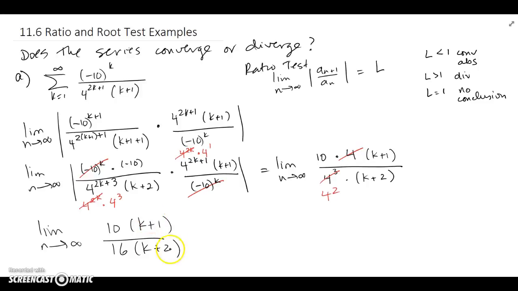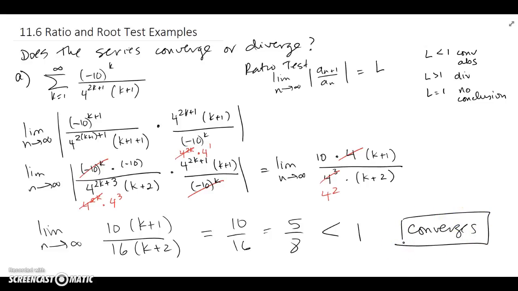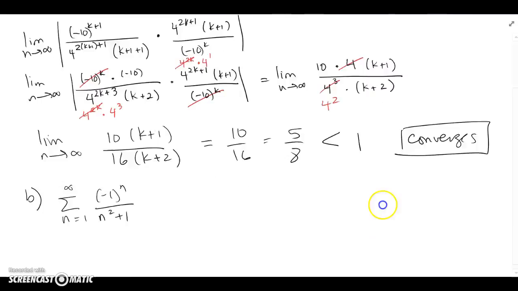Now we know that both are linear terms in the numerator and denominator, so they have the same power, and all I have to worry about is the coefficients, which gives me 5 over 8, and that is less than 1, so this series converges. All they asked was, does it converge or diverge? So I'm going to say converge, but we know that it actually converges absolutely. Okay, let's look at another one.